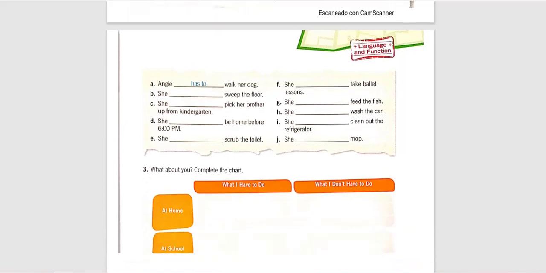Then we go on to the following. What about you? Complete the chart. So here we have the chart. What I have to do, what I don't have to do, at home, at school. So here we are going to write something that we have to do. In this case, you're going to write something that you have to do at home. Then here's something that you don't have to do at home. Here's something that you have to do at school. And then here's something that you don't have to do at school.